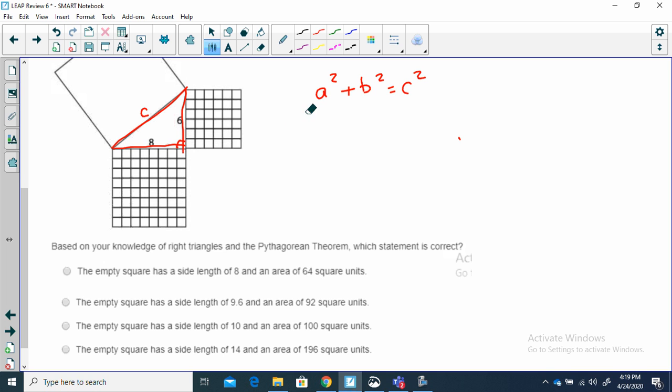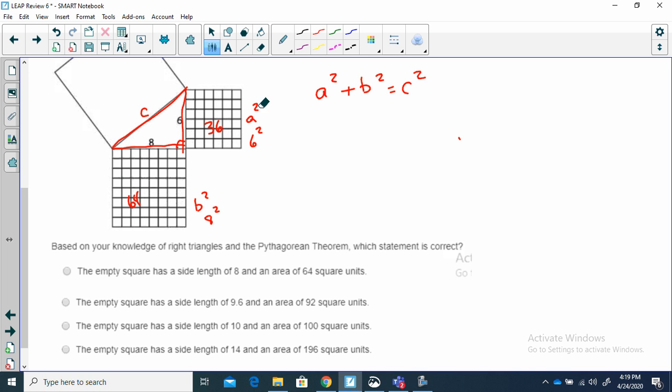But what this tells me is that if this is A, then if I take side A, which is 6, and I square it, that would give me 36 blocks here. If this is side B, and I square it, make a square out of it, take its area, B squared would be, see, 8 squared would be 64. Now, the empty square has a side length of 8 and an area of 64.